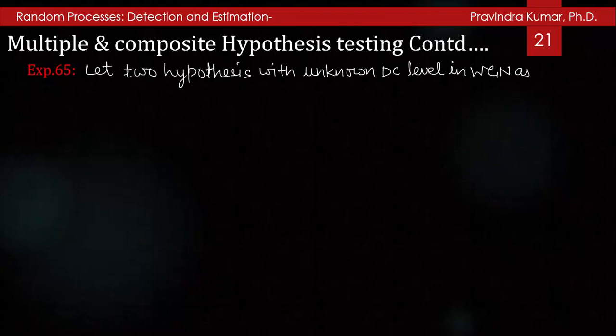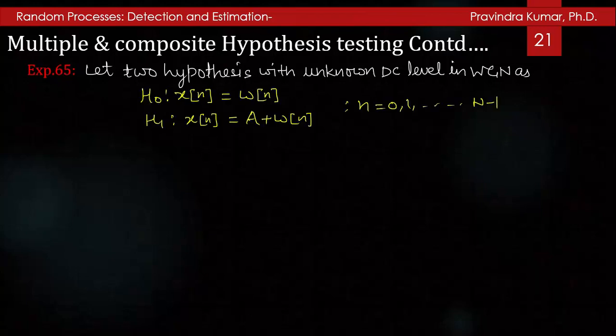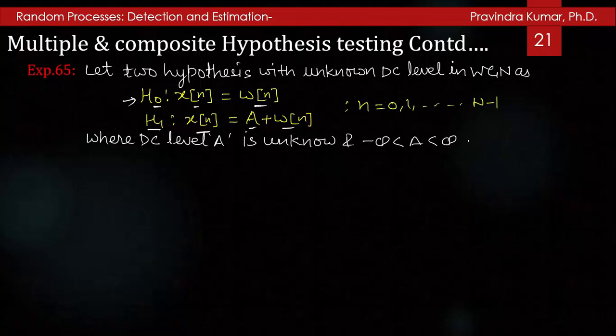We have two hypotheses with an unknown DC level in white Gaussian noise. Under hypothesis H0, the observed sample x[n] is w[n], because there is only noise, and under hypothesis H1 the observed sample x[n] will be A plus w[n], meaning a DC level A in noise w[n], where the DC level A is unknown and lies between minus infinity and infinity, and w[n] is white Gaussian noise with mean 0 and variance sigma square.